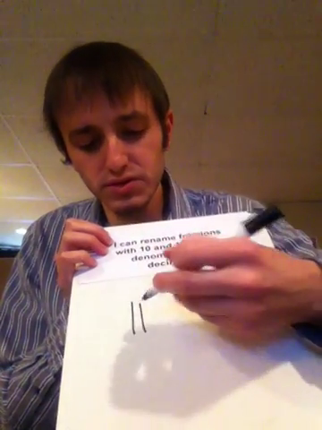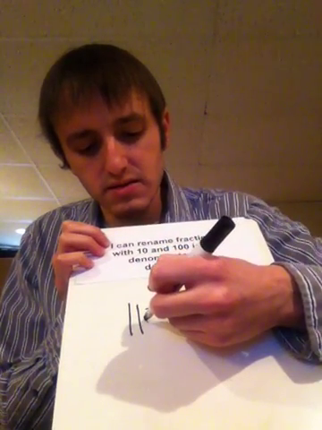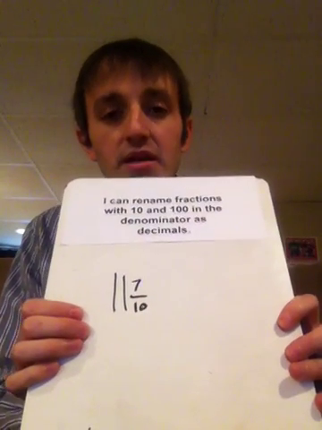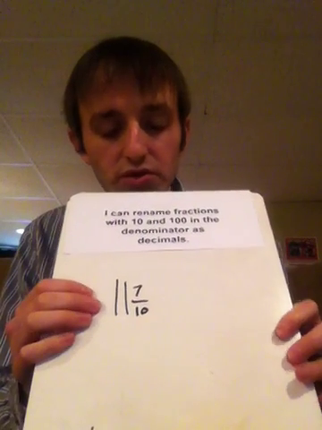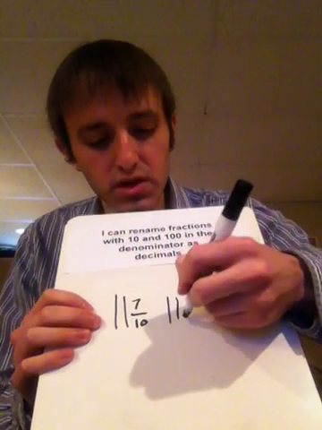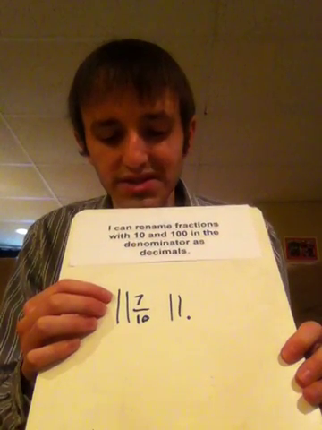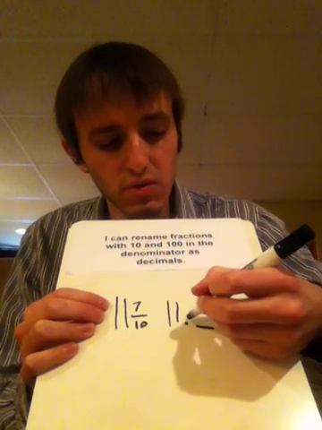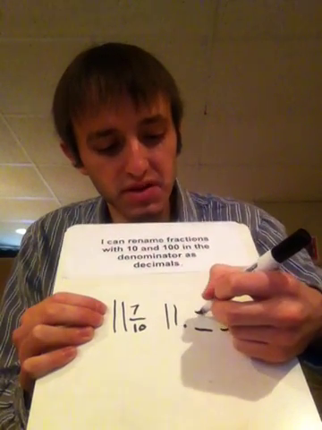We have 11 wholes and 7 out of 10. Alright. Now when writing our decimals, we need to start with our wholes. So we're going to put 11 wholes. Decimal point, separating our wholes from our parts of a whole. Now if this is 7 tenths, then we need to find the tenths place, which is the one right after the decimal point, and put our 7 there.